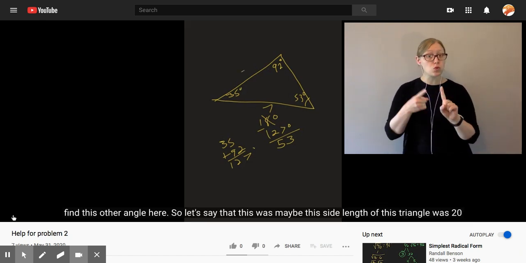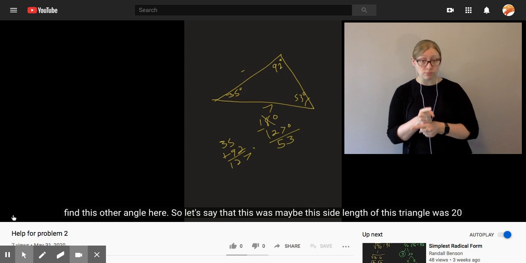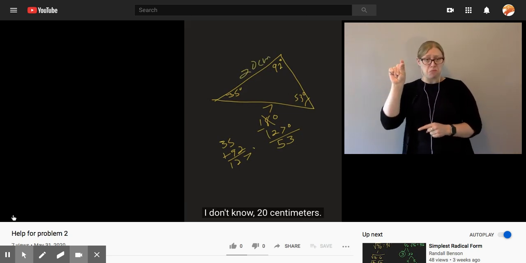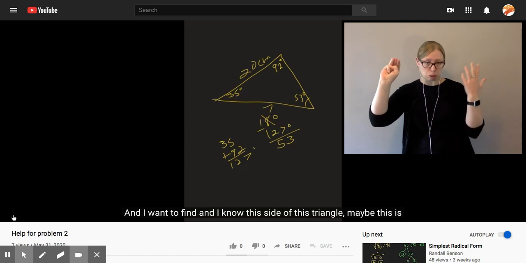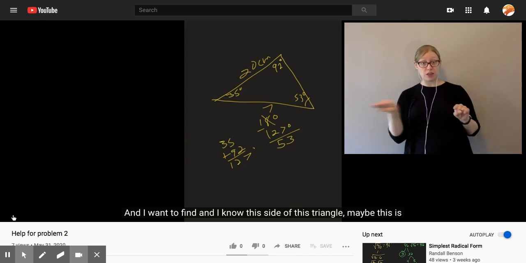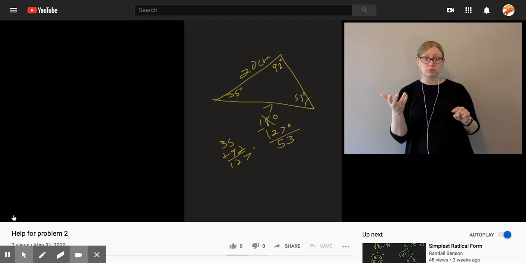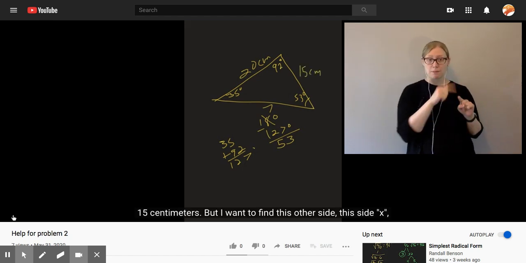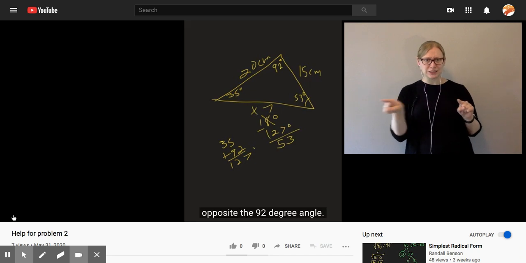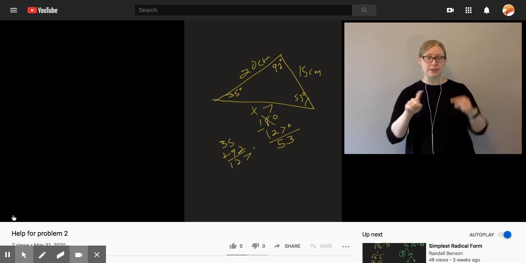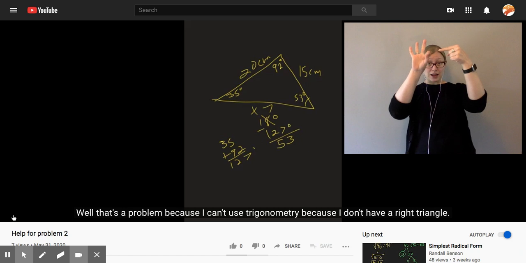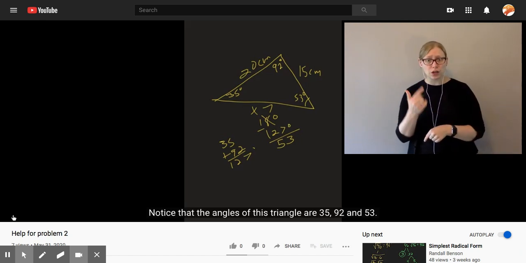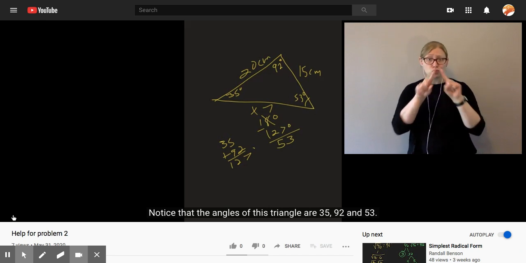So let's say this side length of this triangle was 20, I don't know, 20 centimeters. And I know this side of this triangle, maybe this is 15 centimeters. But I want to find this other side, this side X, opposite the 92-degree angle. Well, that's a problem because I can't use trigonometry because I don't have a right triangle. Notice that the angles of this triangle are 35, 92, and 53.